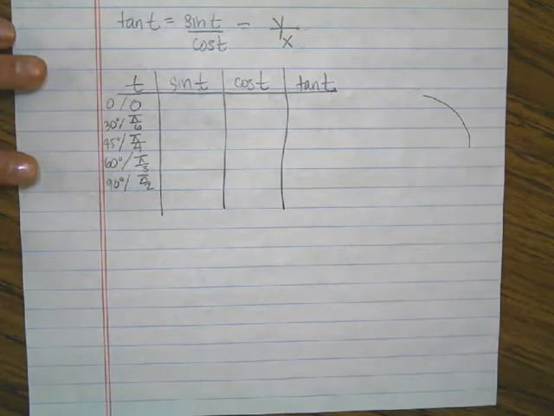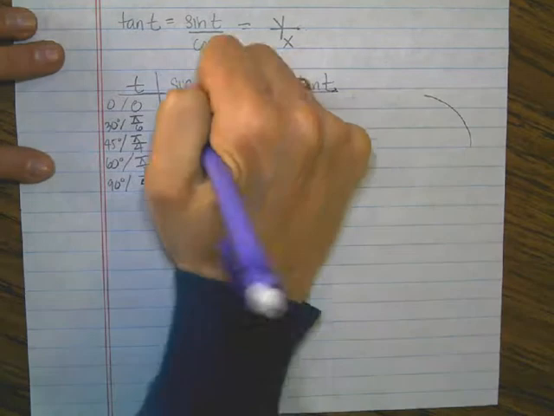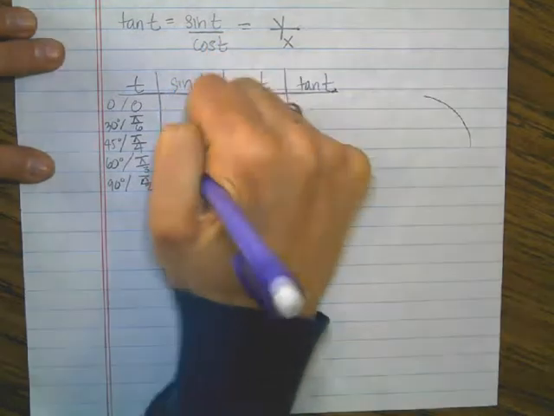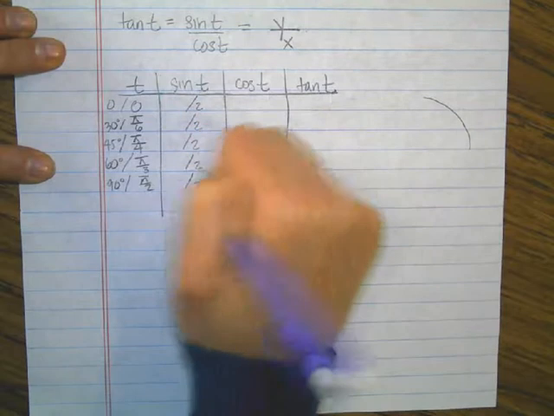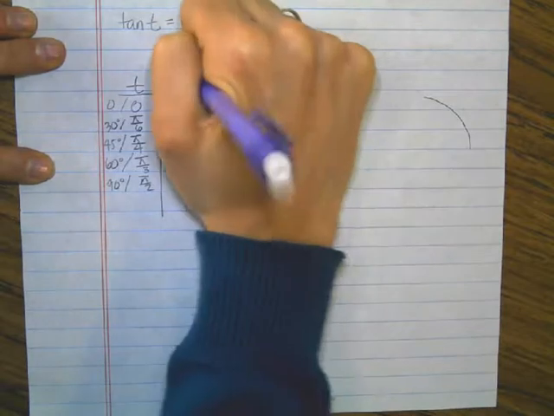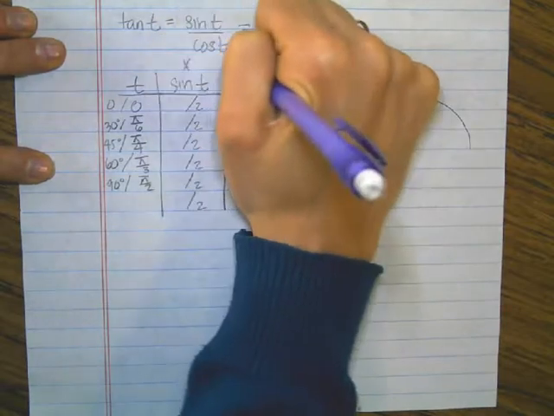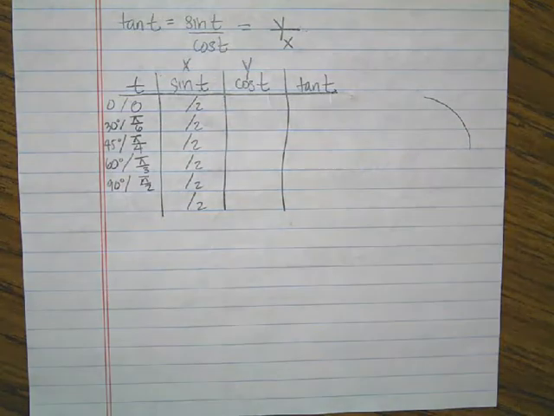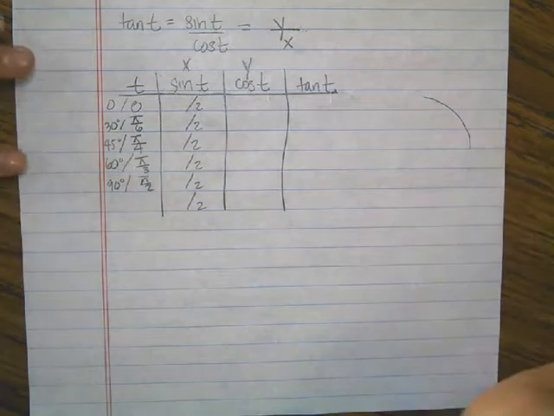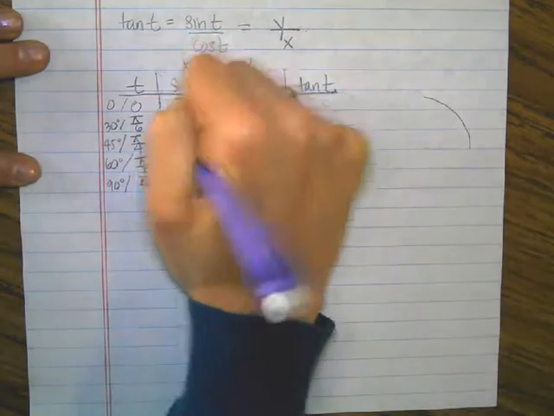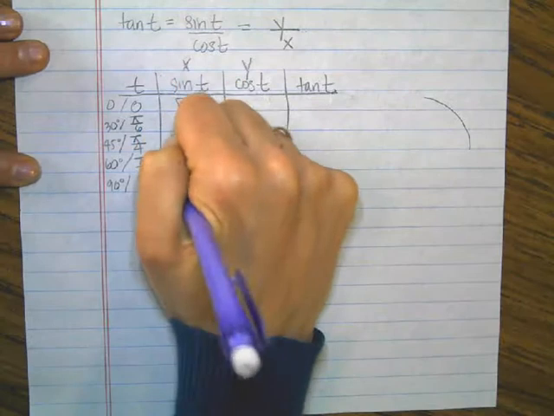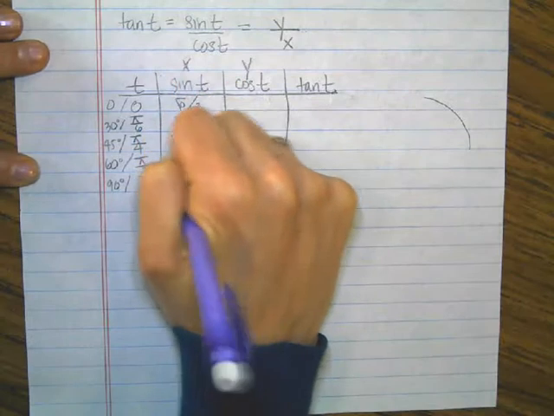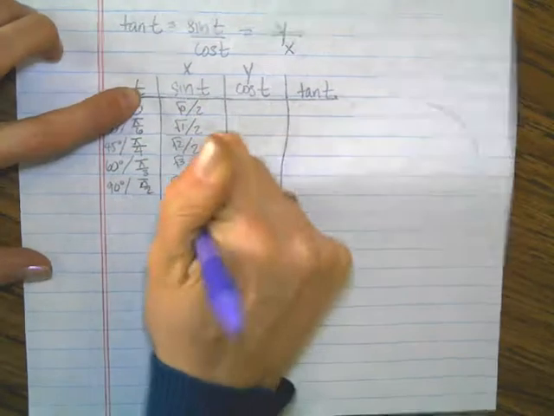Okay? Now, all of these numbers are over 2. And remember, this represents the x value of the point. This represents the y value. Okay? Now, the sine values all go square root of 0, square root of 1, square root of 2, square root of 3, square root of 4. So that's an easy way to remember it.